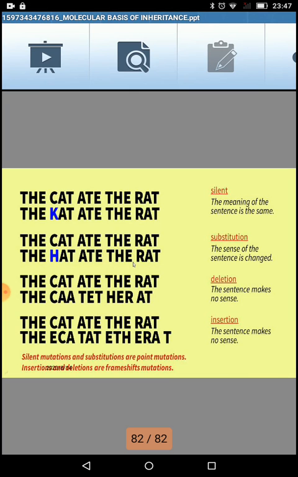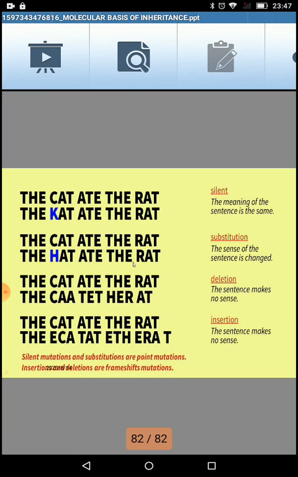So you can see triplet codons in this. This is the original sentence. First one, what we are going to see is just the substitution. So instead of C in the cat, K is replaced there.